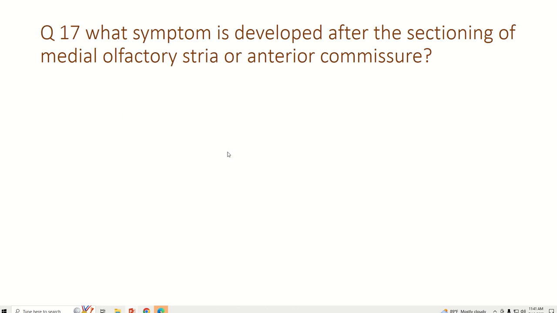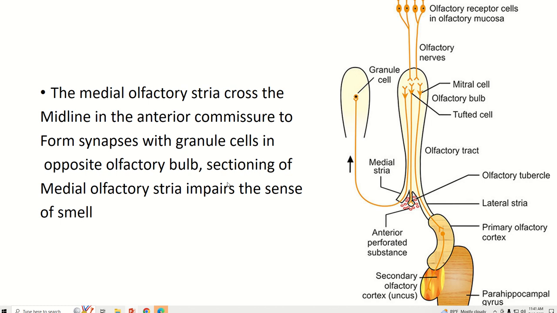What symptom develops after sectioning the medial olfactory stria or anterior commissure? This is the medial stria, and this fiber passes through the anterior commissure to the opposite olfactory bulb and synapses with the granule cells. So, lesion or damage to the medial stria impairs the sense of smell.